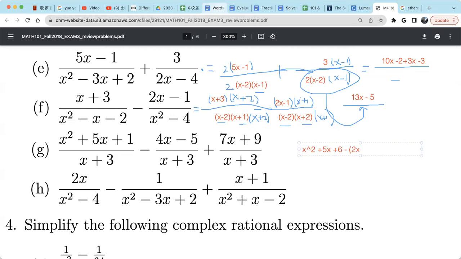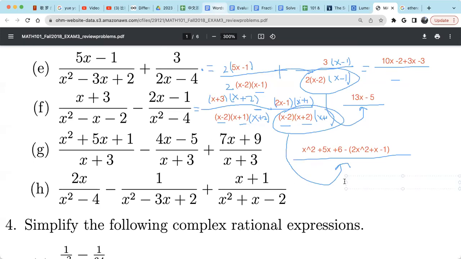That's 2x squared. 2x times 1, that's 2x. Negative 1 times x, negative 1x, that's plus x. Then minus 1 times positive 1, that's minus 1. Right, so this is the numerator. All over a common denominator. So these three factors are our common denominator. Then we simplify the numerators.